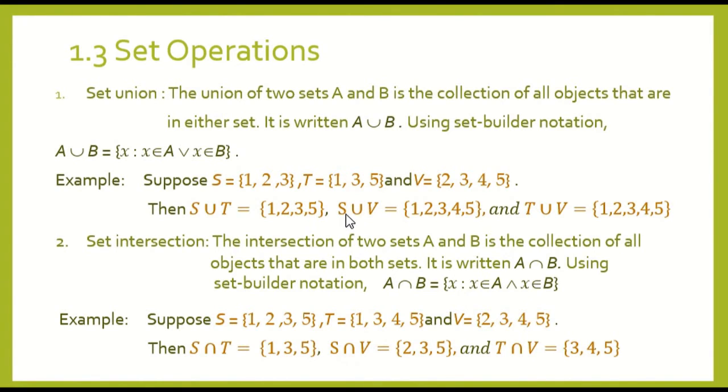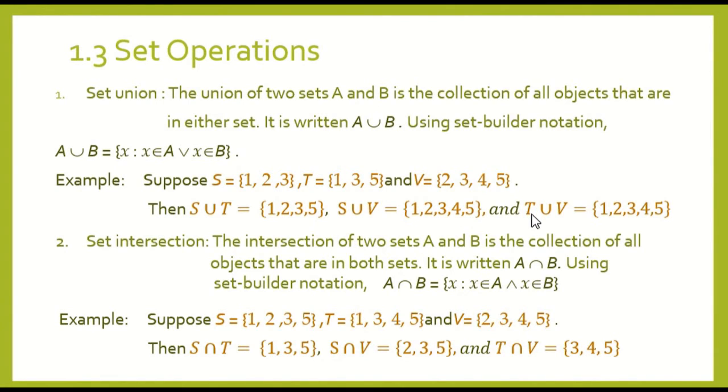Another, we have S union V, which is equal to 1, 2, 3, 4, 5. So, this time, ang atong gi-union ang set S ug ang set V. So, ang set S na to, di ba, 1, 2, and 3. Ang set V na to, 2, 3, 4, 5. So, i-combine na to ilang mga elements. So, we have 1, 2, 3, 4, and 5.